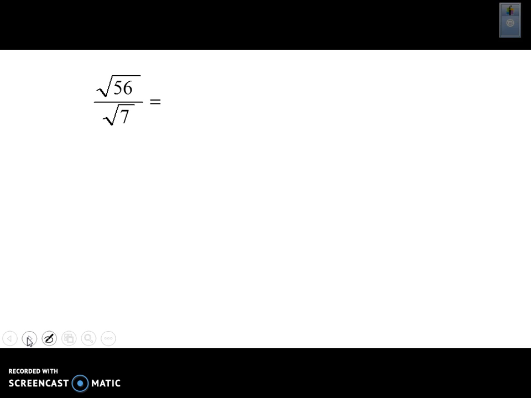So here, in this first example, we've got the square root of 56 over the square root of 7. In this case, we just divide both numbers underneath the radical, and we get the square root of 8. We break that down, and so our final answer is 2 square root of 2.